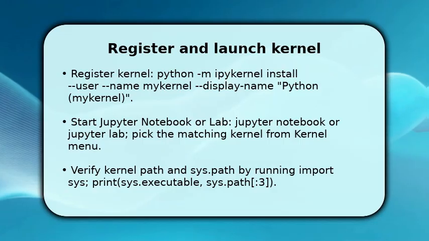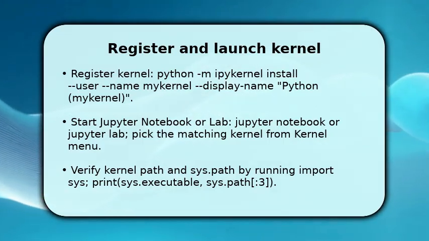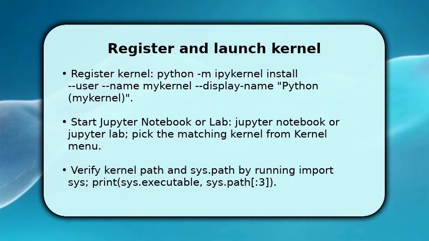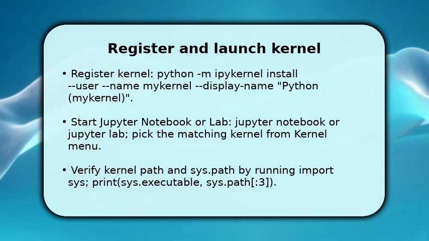After registration, launch Jupyter Notebook or Lab and explicitly choose the newly created kernel from the kernel menu. To confirm everything is wired, run a quick cell that prints sys.executable and a slice of sys.path. This tells you which interpreter is active and which package locations Jupyter will use.